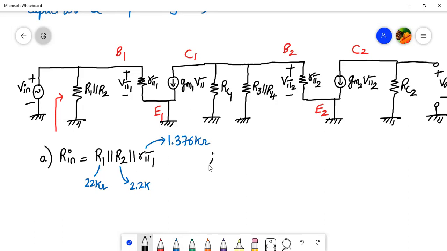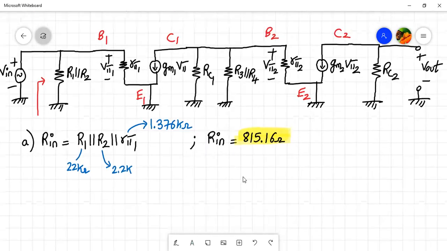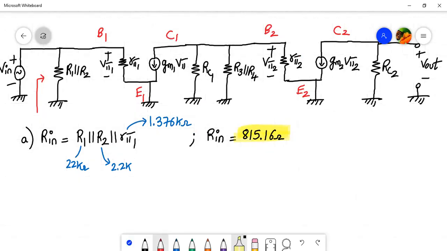So if you calculate this in your calculators, your R in input resistance will be 815.16 ohm. Okay, so that's the value of input resistance R in. Right, now we have to also calculate R out. So R out is looking into this terminal over here.